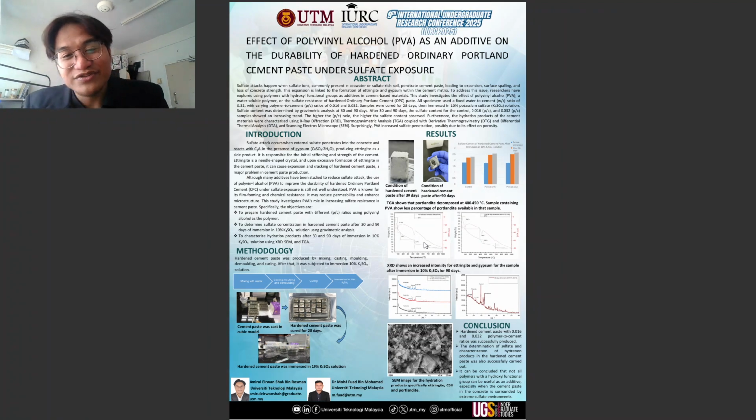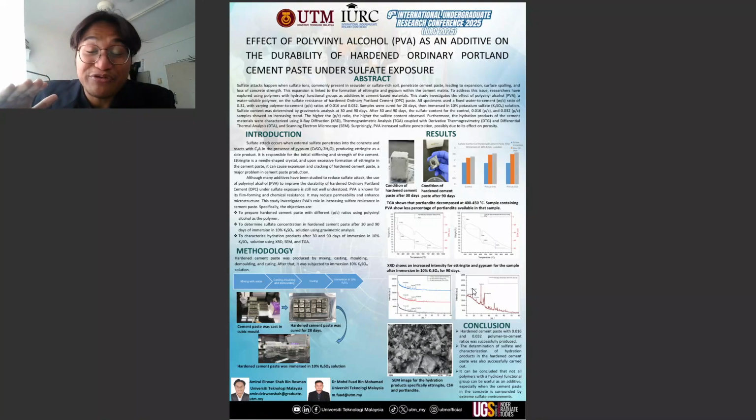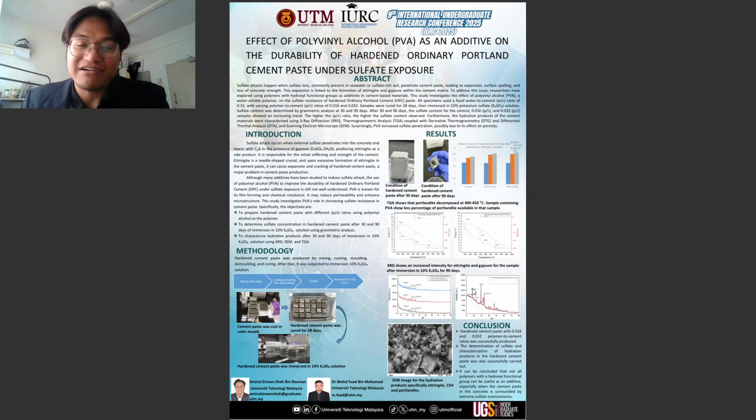Another result shows that XRD shows the intensity for Ettringite and gypsum after immersion in 10% potassium sulfate for 30 and 90 days. We can see that more gypsum and Ettringite is being produced, which actually makes sense because when more sulfate penetrates into the cement paste, then more Ettringite and gypsum are produced because of the reaction between sulfate and the cement hydration products.